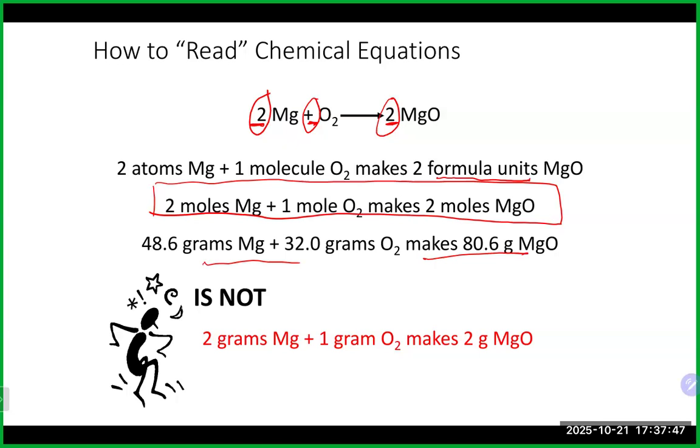The one relationship that we do not use in stoichiometry, or any type of relationship from the equation, is a gram to gram relationship. So we don't do that. We don't look at how many grams of each of those. So it really is the mole to mole relationship that we use.